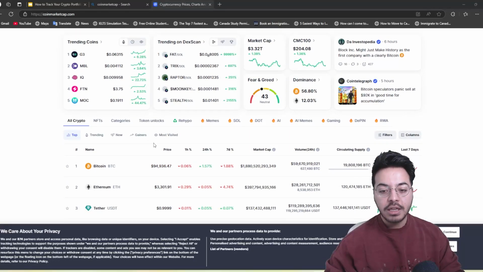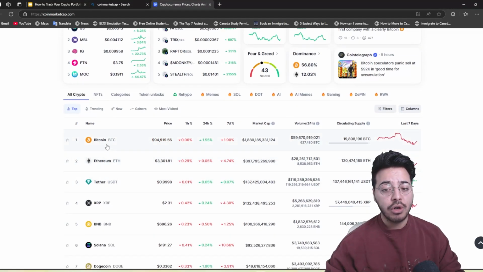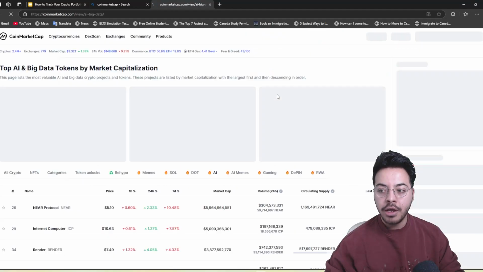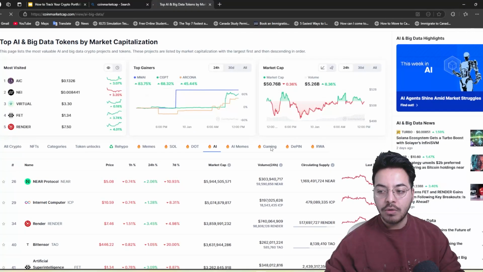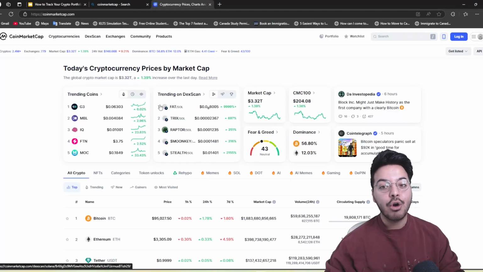And you can see that here we have the list of all cryptocurrencies, starting from number one, which is Bitcoin. And you have different categories. If you want, for example, the trending ones, you have trending. If you want AI, gaming, or RWA, every single part is available inside CoinMarketCap.